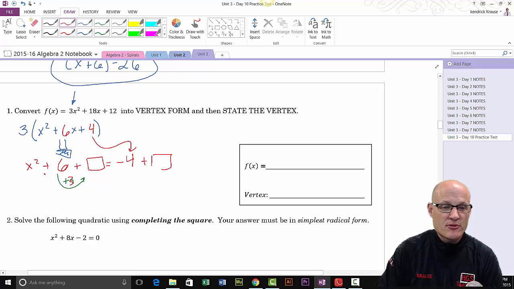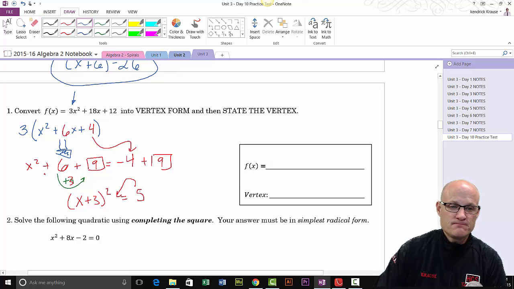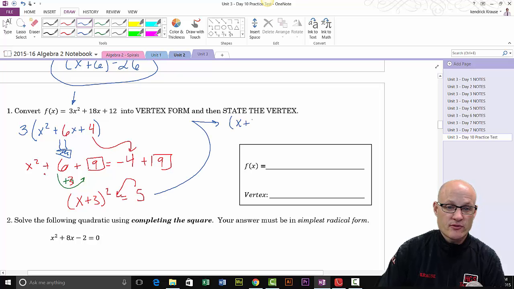So half of this would be 3. 3 squared is 9, and add 9. So I end up with x plus 3 squared equals 5. Bring the 5 back, and I have my new equation, which goes over here. Oh, wait a second now. Hold on a second. I forgot. Man, see, this is what happens when you work at nighttime, making all kinds of dumb mistakes. So let's keep going. What we have here is x plus 3 squared minus 5.